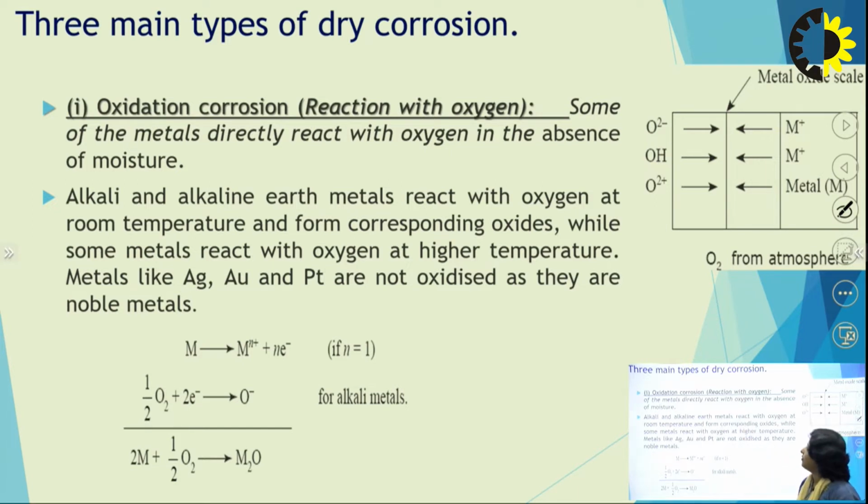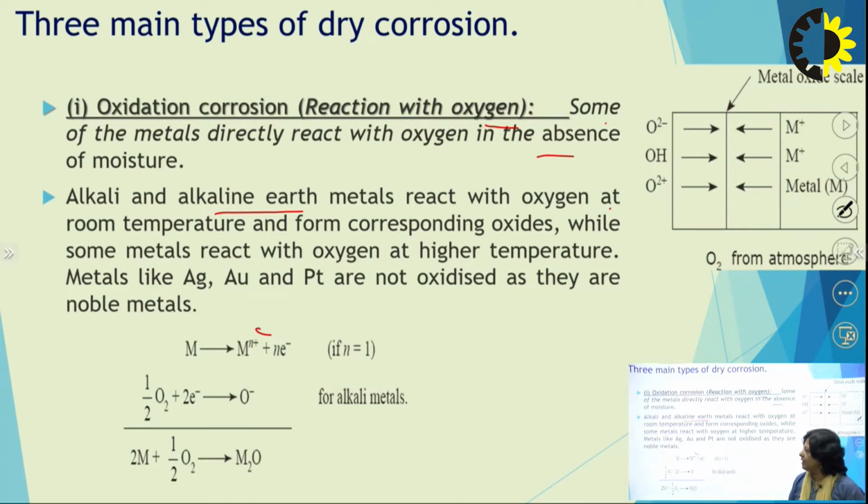There are three types of dry corrosion, and the foremost and most important is oxidation corrosion, which is reaction with oxygen. These are metals which react directly with oxygen in the absence of moisture, and that is why it is referred to as dry corrosion. In general, we are taking the example of alkali and alkaline earth metals, though many other metals also show this kind of corrosion. We will see how. They react with oxygen at room temperature and form the corresponding oxide.